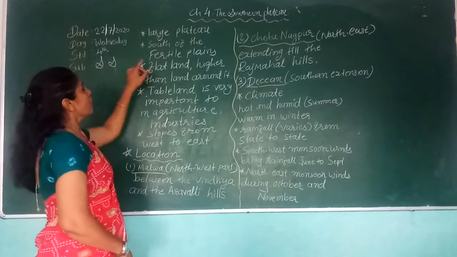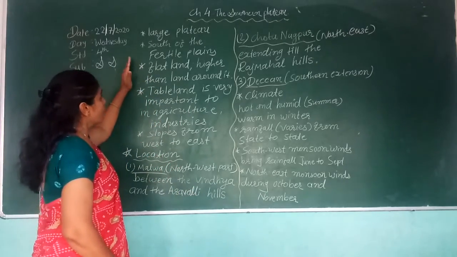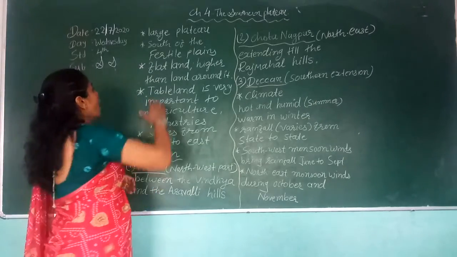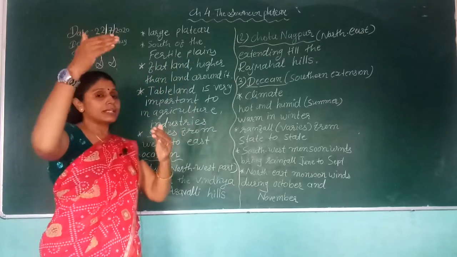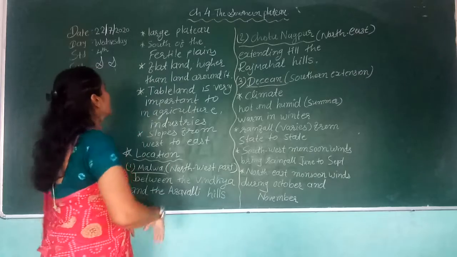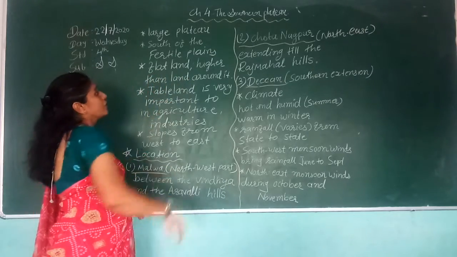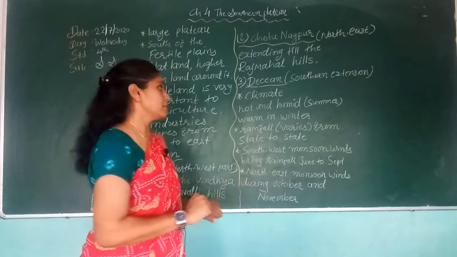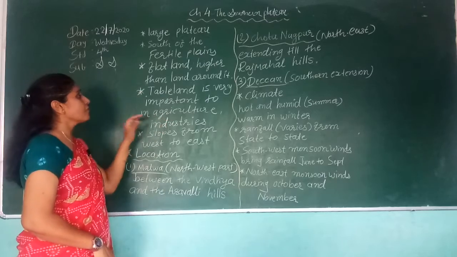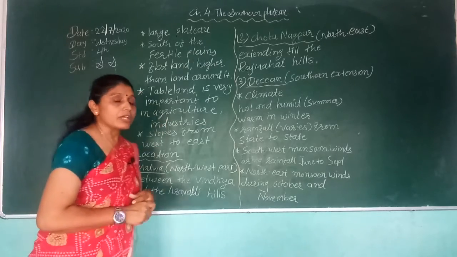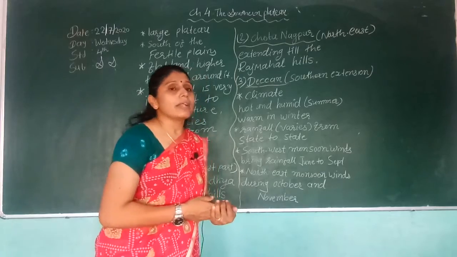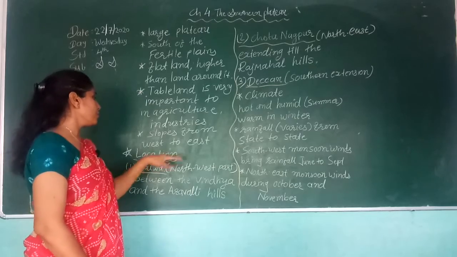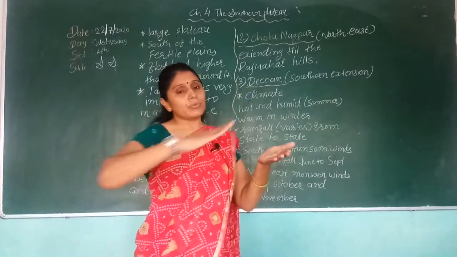Now we recall it. This Southern Plateau is a very large plateau, south of the fertile plains. It's flat and higher than the other lands around it. It's a table land, very important for agriculture and for industries, for the raw material, and it slopes from west to east.